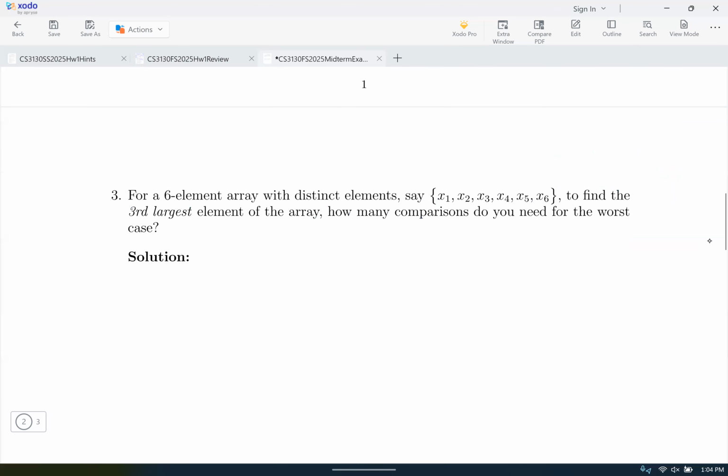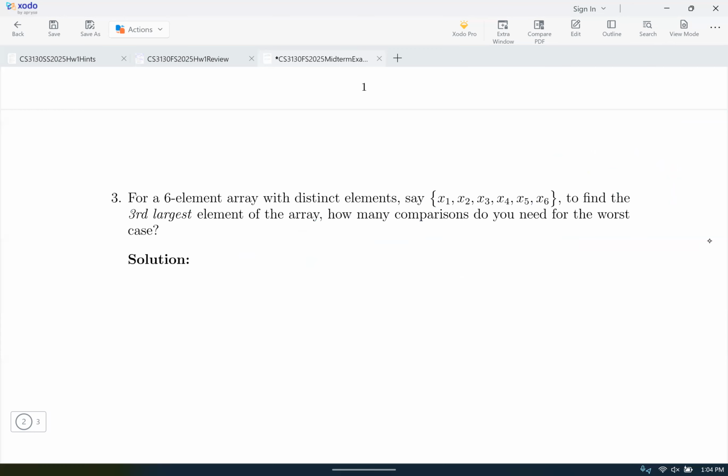Number 3. First, I give you the answer: 8 comparisons. Many students gave me the correct answer, but when I look at their solutions step by step, it's not quite right. There are some problems.